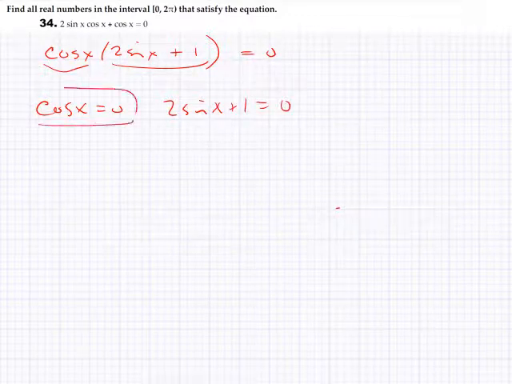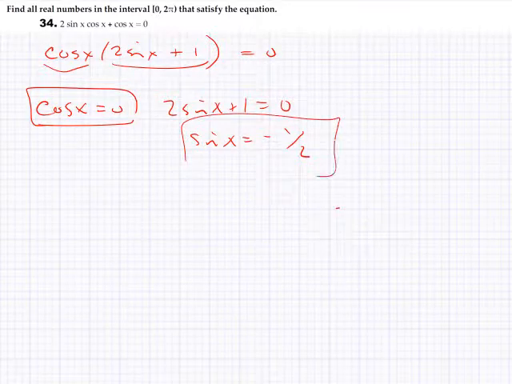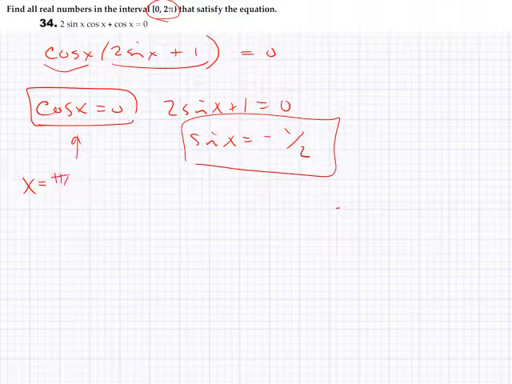So here, I just have to figure out what x I can use. Here it's sine x equals negative a half. What x would give me negative a half when I take the sine of it? I have to figure out the angles that are between 0 and 2 pi that satisfy this. There are two angles that would satisfy cosine x equals 0. That would be when x equals pi halves and 3 pi halves.